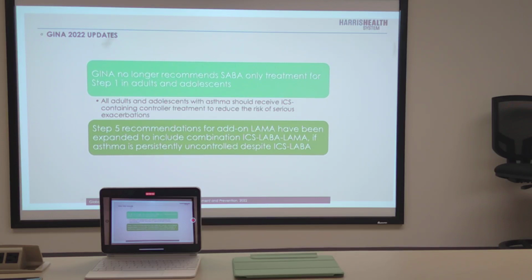At step five, recommendations for adding on a LAMA have been expanded to include combination ICS, LABA, and LAMA. So remember that one medication that was a combination? Trilogy. Yes. That's the only medication that has all three, so that's a very unique drug right now on the market for asthma management.